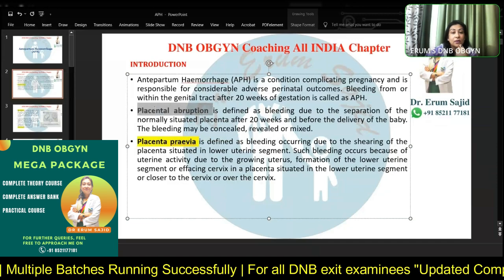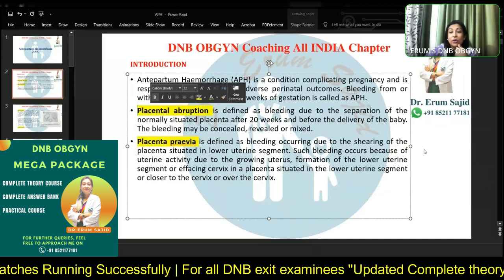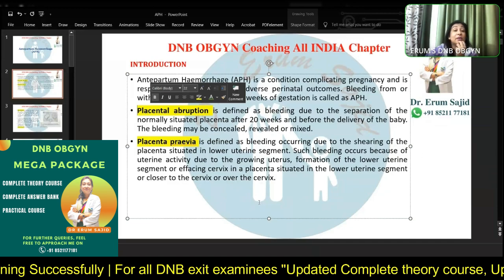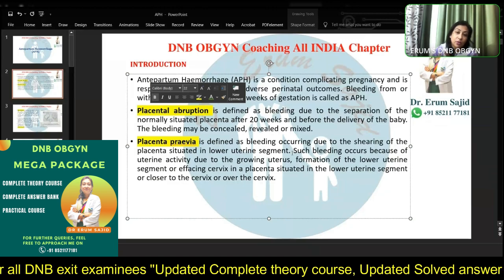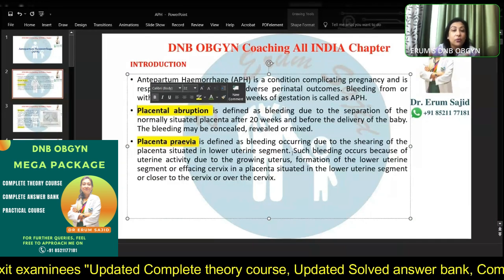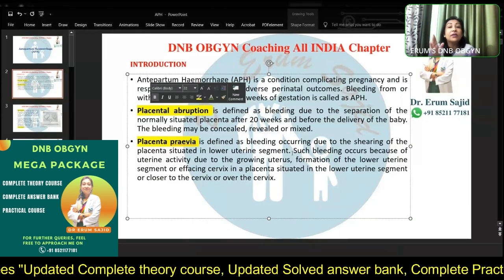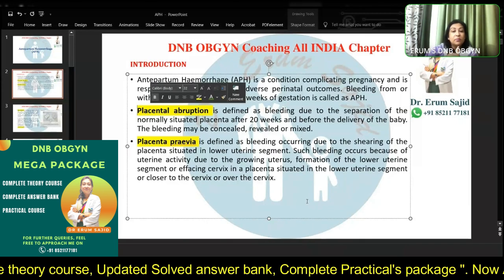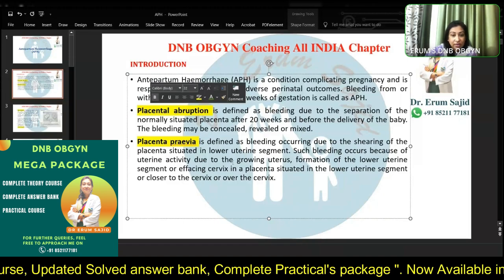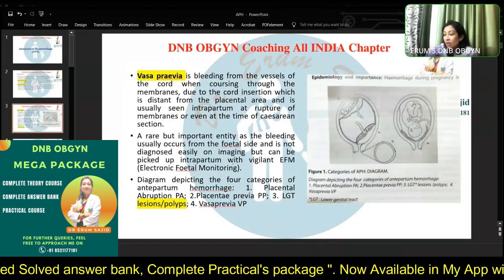Yes, I'm done highlighting what I wanted to. And by the time, I need an explanation, what do you mean by vasa previa? You know what is placental abruption, okay? Bleeding due to the separation of a normally situated placenta before the delivery of the baby. Placenta previa, you know that the placenta is low-lying in the lower uterine segment. So what is vasa previa?